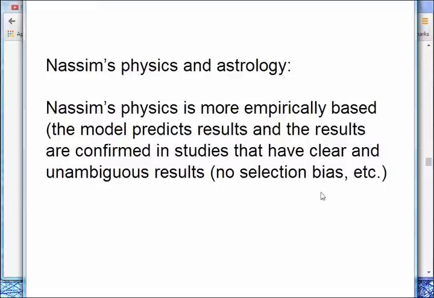Now, how close is Nassiim's physics to astrology? Just to explore this. Well, there's one big difference between what Nassiim does and what's typically done in astrology, which is that Nassiim's physics is identical to academic physics in that you have to make predictions. You build a model and you test the model. And most ideas in astrology haven't been tested as rigorously.